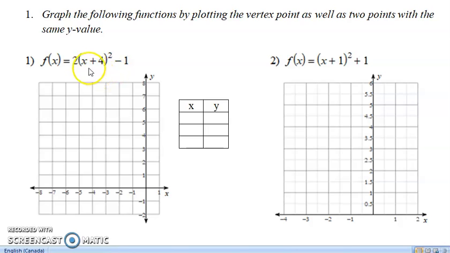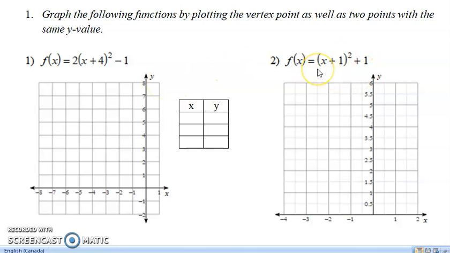In this case, the a value is 2. It's positive, so I'm expecting the graph to open upwards. The h value, remember that there's a fixed negative here, so this is as if it was x minus -4. The h is -4, and the k value is -1. That -4, -1, those are the coordinates of the vertex.